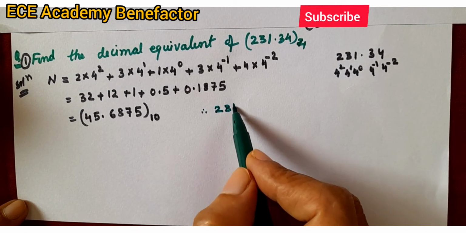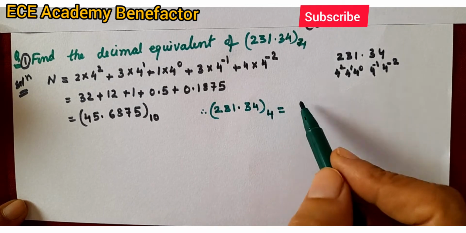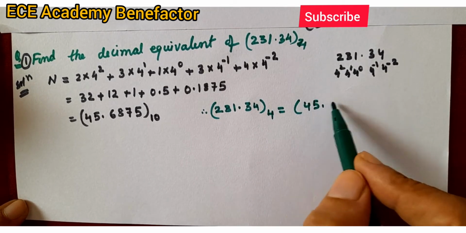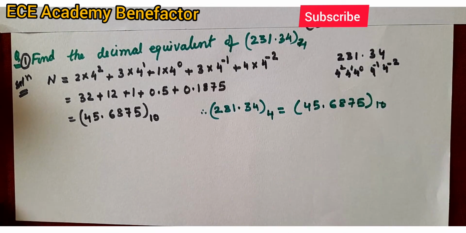Therefore, the solution is: 231.34 of base 4 is converted to 45.6875 in decimal. Let us do the next problem.